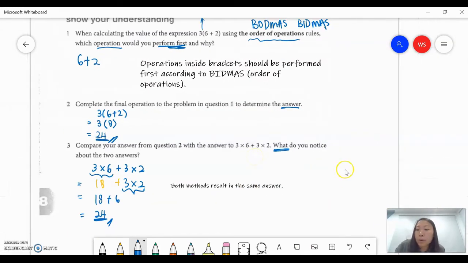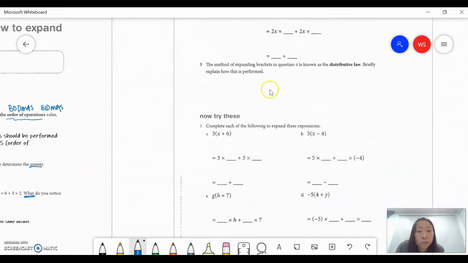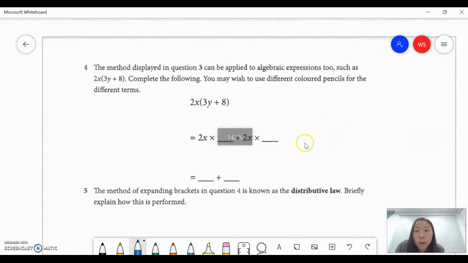And for question 4, if we were to turn to the next page. The method that was displayed in question 3 can be applied to algebraic expressions too. So this is where distributive law comes into place. They gave you an exemplar expression here: 2x times (3y plus 8). To complete the following, you may wish to use different color pencils for the different terms. Basically distributive law just tells you that every term that you have on the inside of the brackets, they are multiplied by the term that's on the outside.